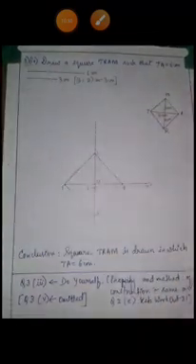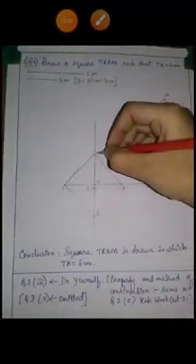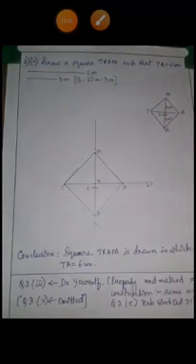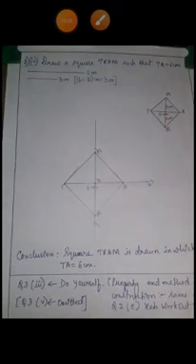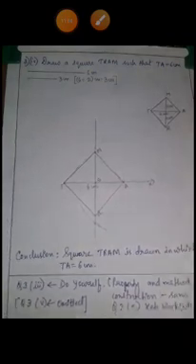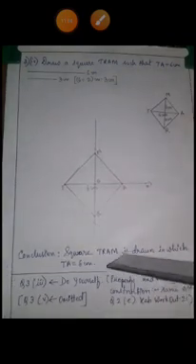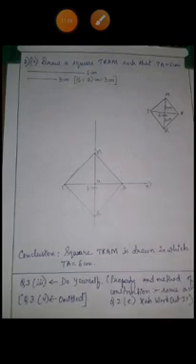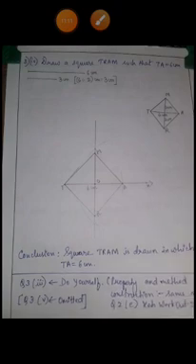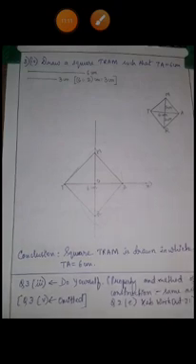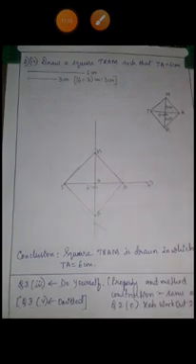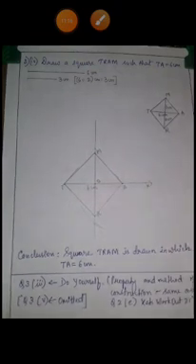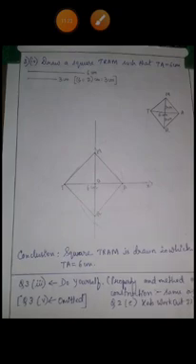So students, finally you have obtained the square TRAM. After doing the construction, you are going to write the conclusion. Square TRAM is drawn in which TA equals 6 centimeter. So here in this particular case, only one diagonal of the square was given. So when one diagonal is given, you know that the other diagonal will also be of the same measurement. That is why we are taking the other diagonal also as 6 centimeter.